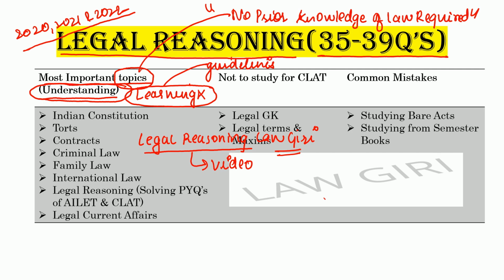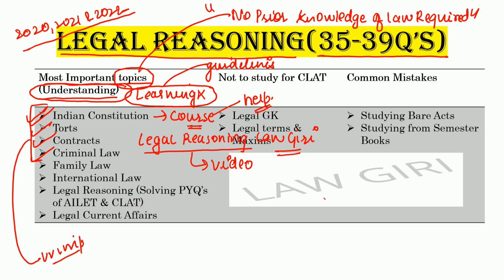Now, which are the topics that you have to cover? Indian Constitution. I have my own course of Indian Constitution that you can watch. This is going to help you a lot again with the understanding part. Then you have your torts, contracts, criminal law. These 4 are very important. If you have less time and you have to choose only 4 chapters, then I would say go for Indian Constitution, torts, contracts, and criminal law. But if you have extra time, you can go for family law, international law.